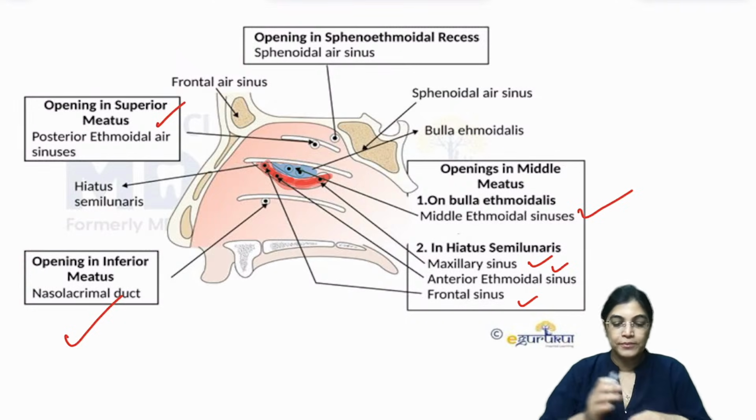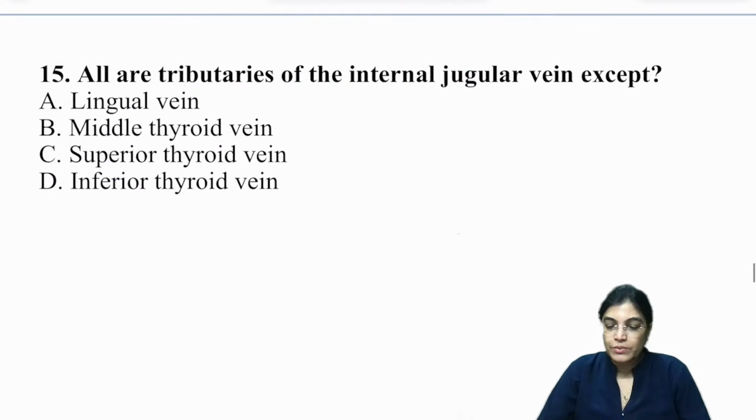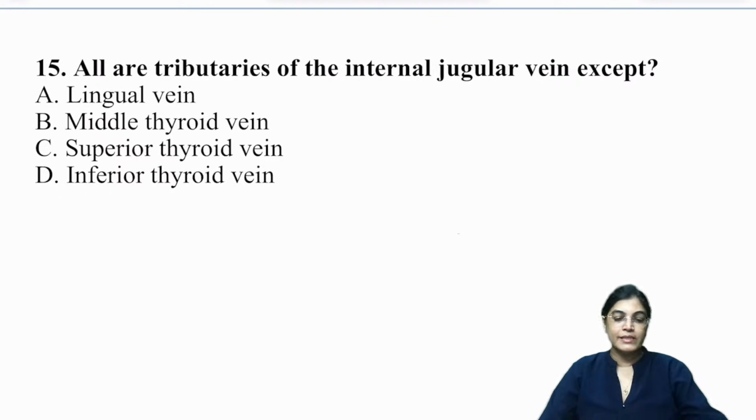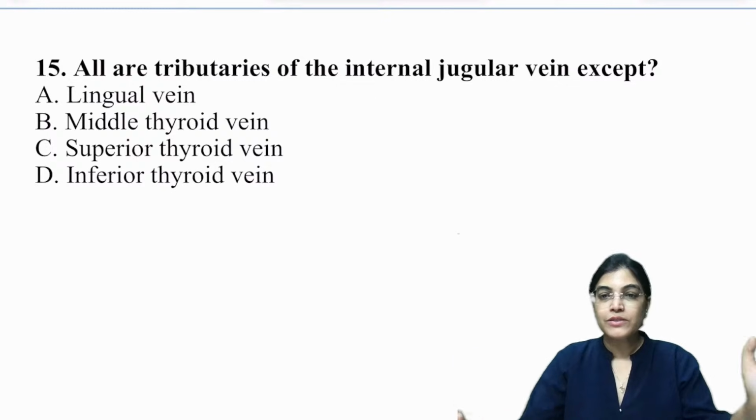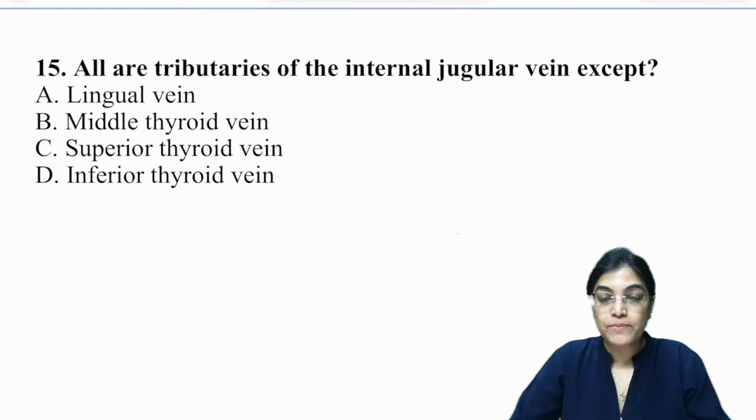Okay. Now, all are tributaries of the internal jugular vein except.